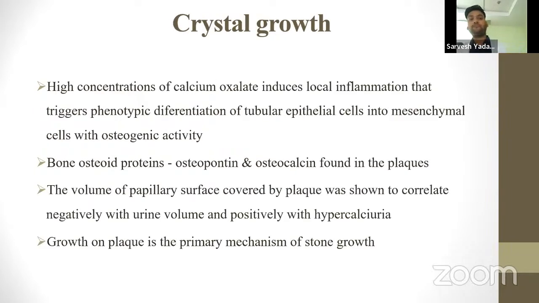Crystal growth. A high concentration of calcium oxalate induces local inflammation that triggers the phenotypic differentiation of tubular epithelial cells into mesenchymal cells with osteogenic activity. Bone osteoid proteins, osteopontin and osteocalcin, are found in the plaques. The volume of papillary surface covered by plaques is shown to correlate negatively with urine volume and positively with hypercalciuria. Growth on plaques is the primary mechanism of stone growth.